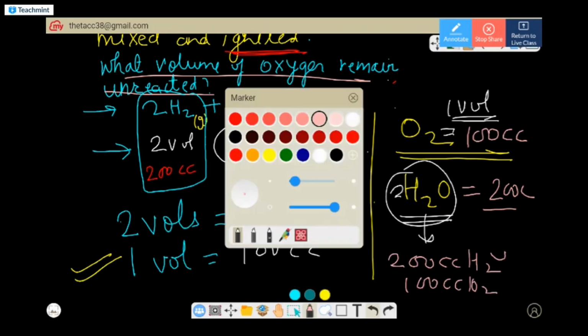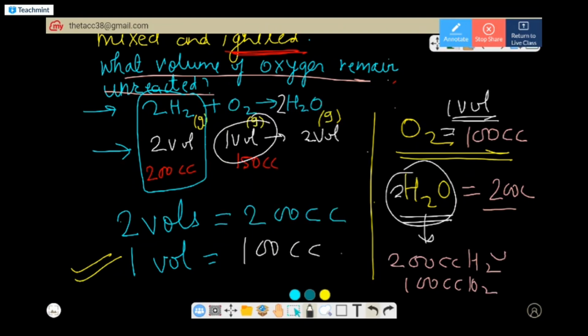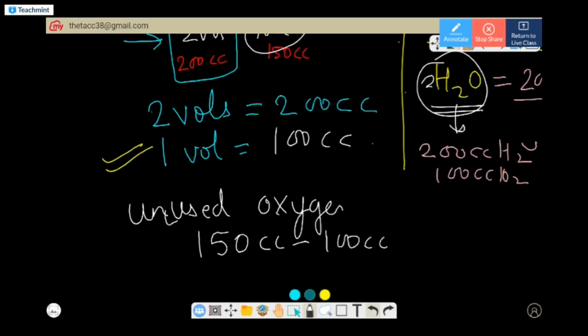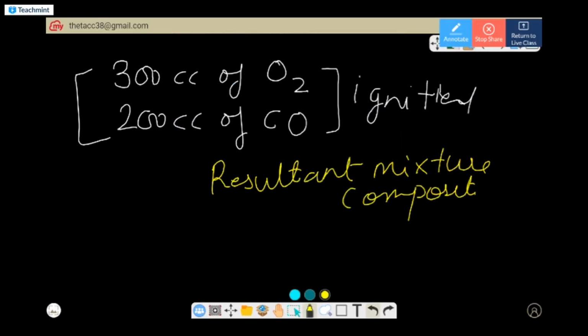But in the sample, oxygen is extra. How much oxygen did they give? They gave 150. So how much is unused? 50 cc. This is extra oxygen which did not get used up in the reaction. So the final result will not just have water vapor, it will have that extra 50 cc of oxygen along with it.